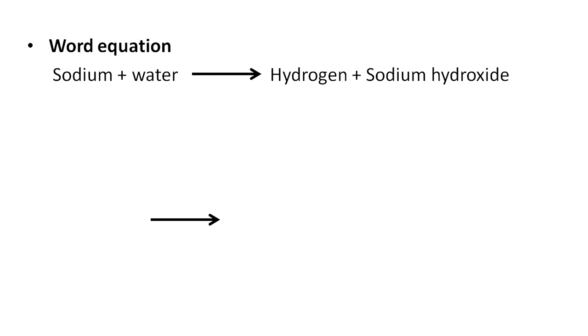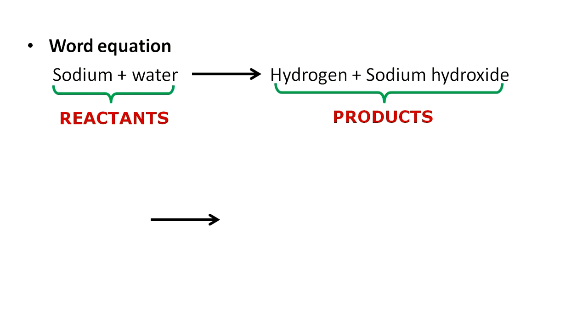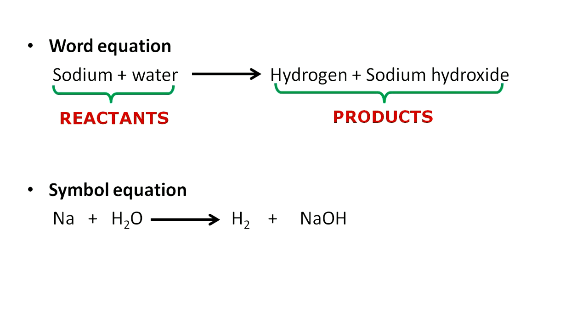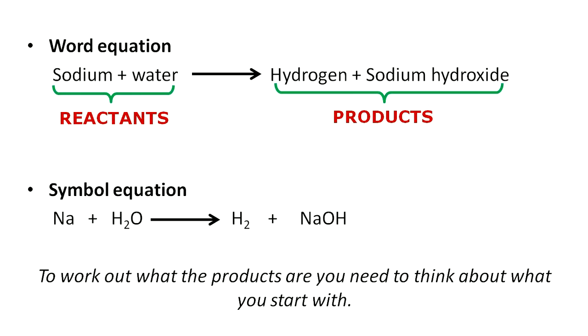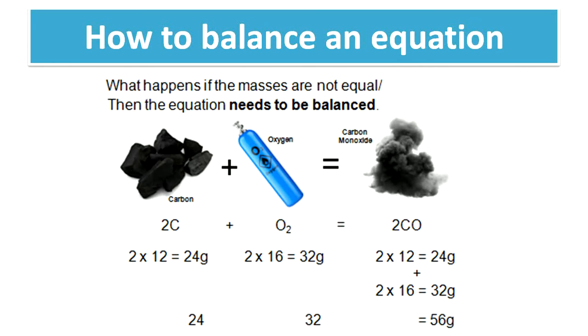Word equation. Sodium and water arrow hydrogen plus sodium hydroxide. And to recap, sodium and water are reactants, hydrogen and sodium hydroxide are products. For the above reaction, the symbol equation is Na plus H2O arrow H2 plus NaOH. To work out what the products are, you need to think about what you start with. How to balance equation.